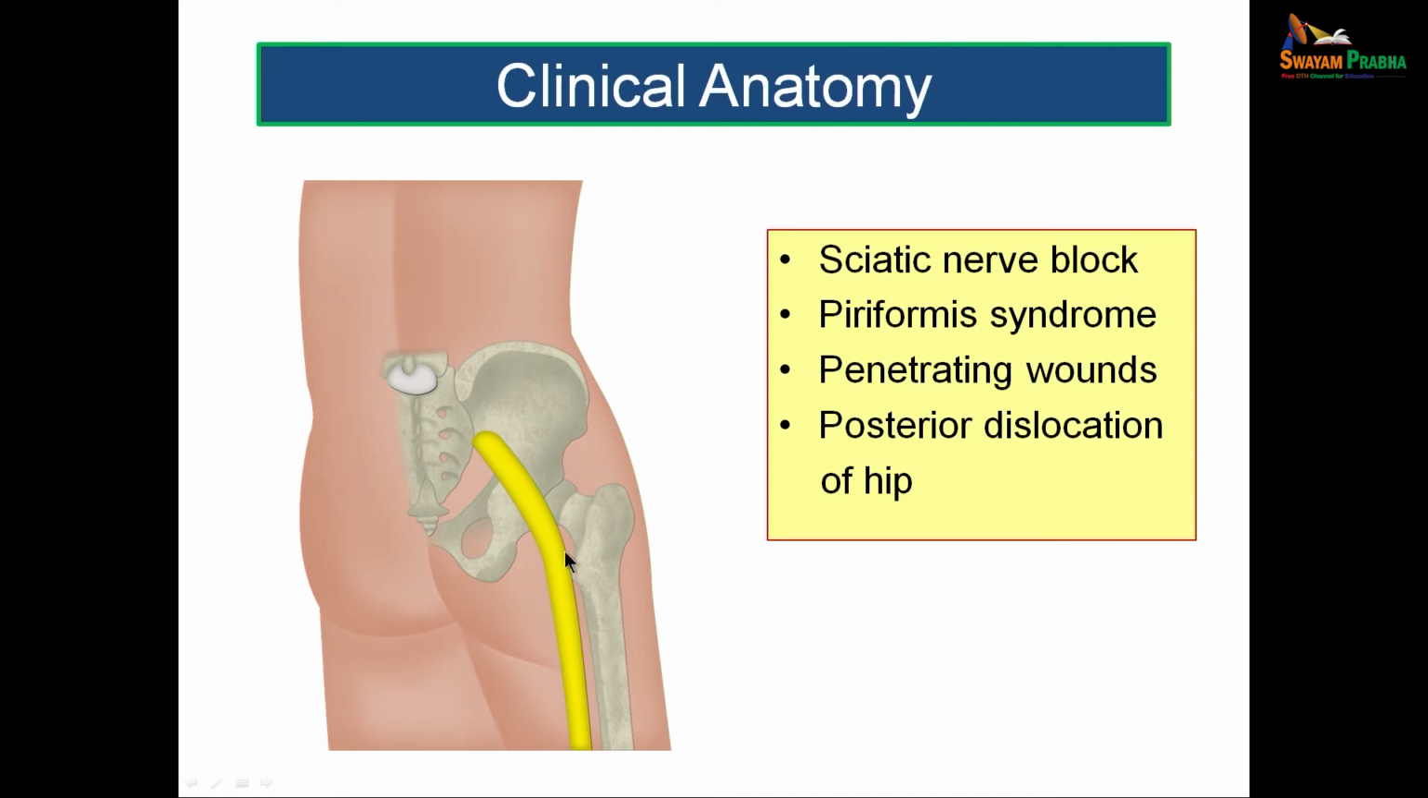Lastly, posterior dislocation of the hip joint. You find the hip joint, with the obturator externus deep to the quadratus femoris, is a posterior relation of the sciatic nerve. So, if this hip joint dislocates posteriorly, it will be stretching the sciatic nerve, resulting in injury to the sciatic nerve.